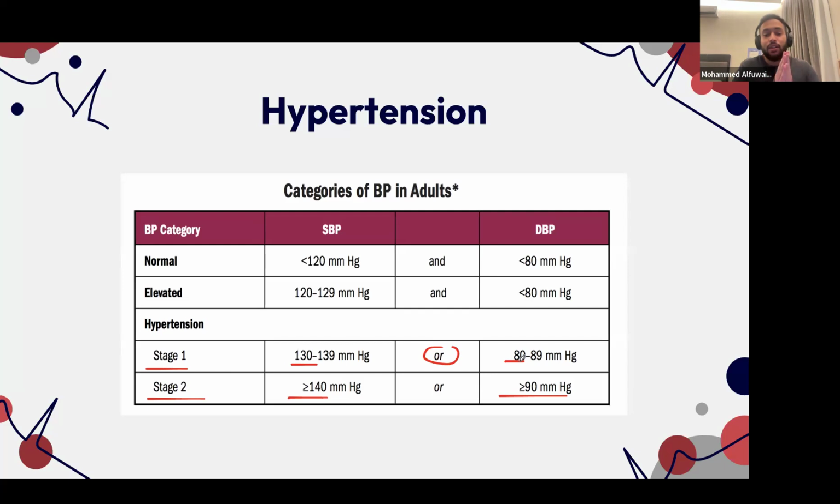Good. Now, hypertension can be classified into two basically types: primary hypertension and secondary hypertension. Secondary hypertension is due to what? Usually an underlying disease. What is the most commonly associated underlying disease that causes secondary hypertension?